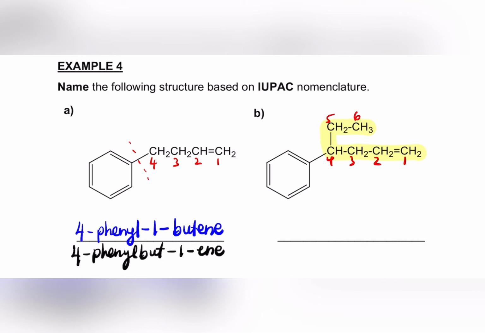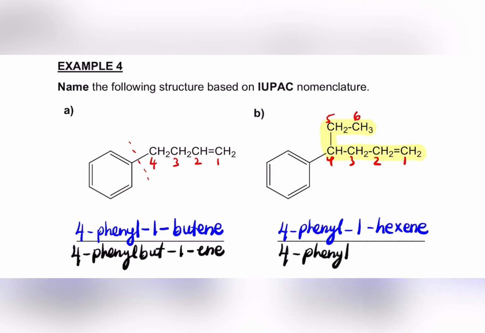So my benzene will be phenyl as a substituent at position carbon number 4. And I got 6 carbon chains for alkene. It will be hexene, and the position of the double bond will be at the first carbon. So the full name for this structure will be 4-phenyl-1-hexene. Or you can give the other form, 4-phenylhex-1-ene. Leave out the hyphen at the end between words and number.